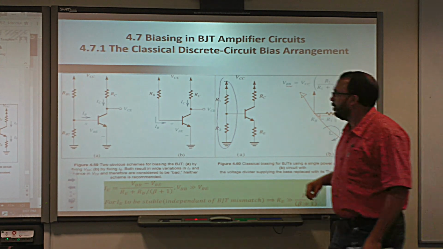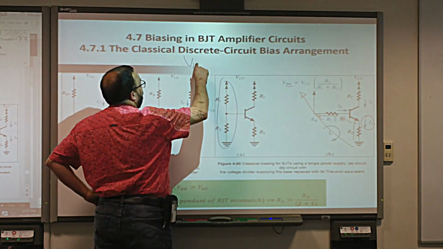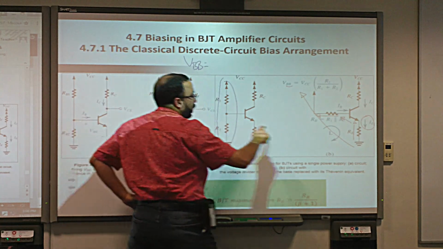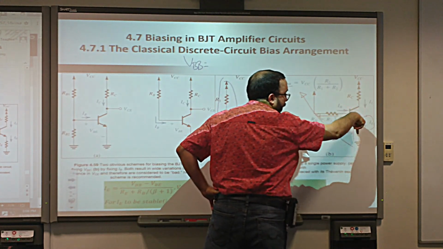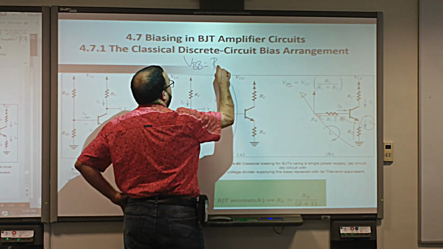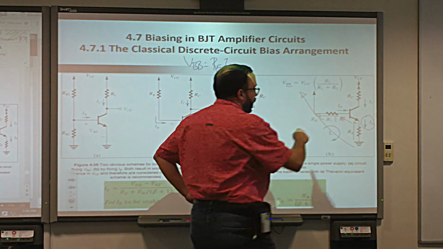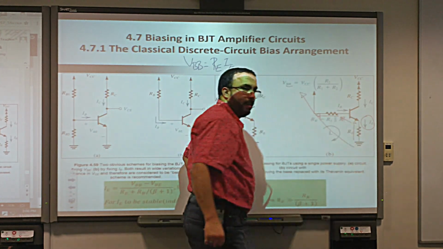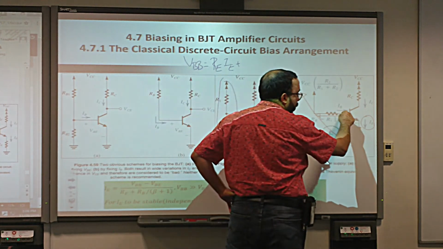Very good. Let's write that down. VBB is equal to what? Is equal to this voltage. This voltage is equal to what? Now the current is going in. Very good. So it's going to be RE, IE. And this voltage is what? Plus RB, IB. I'm talking about this voltage.